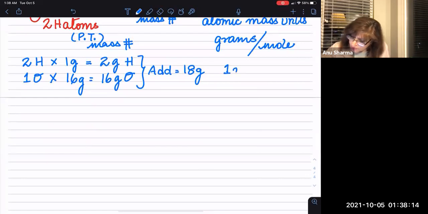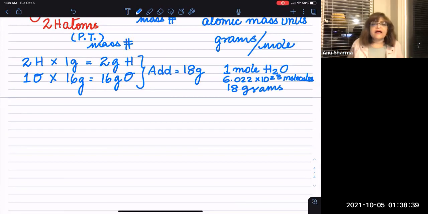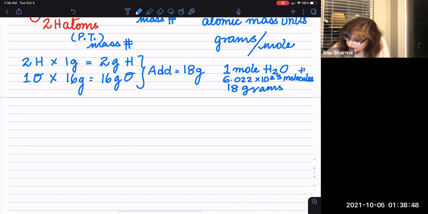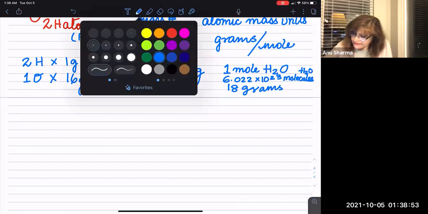This means 1 mole of water contains 6.022 times 10 to the power 23 molecules, and the weight is 18 grams. So if you weigh 18 grams on the machine, that means you are weighing 6.022 times 10 to the power 23 molecules of water. All right, so now this is one piece.